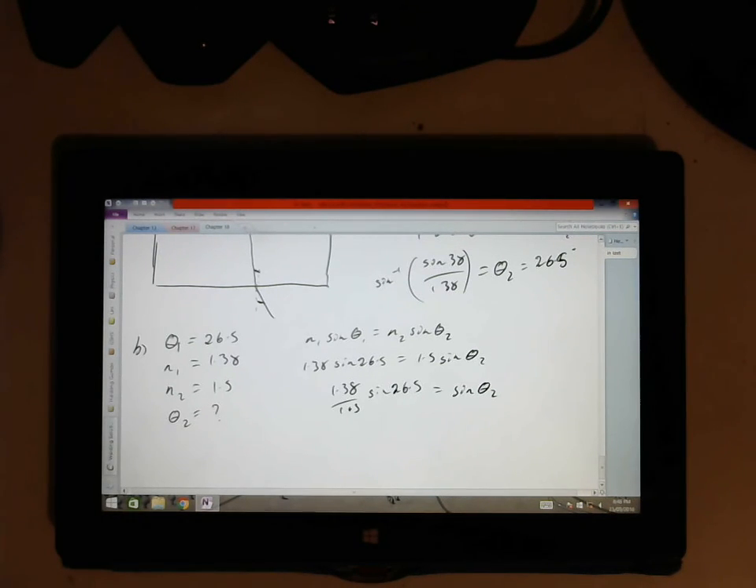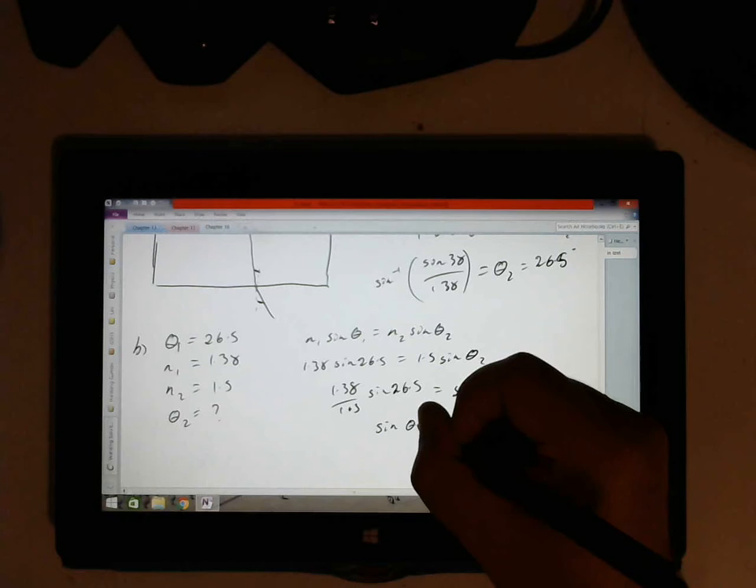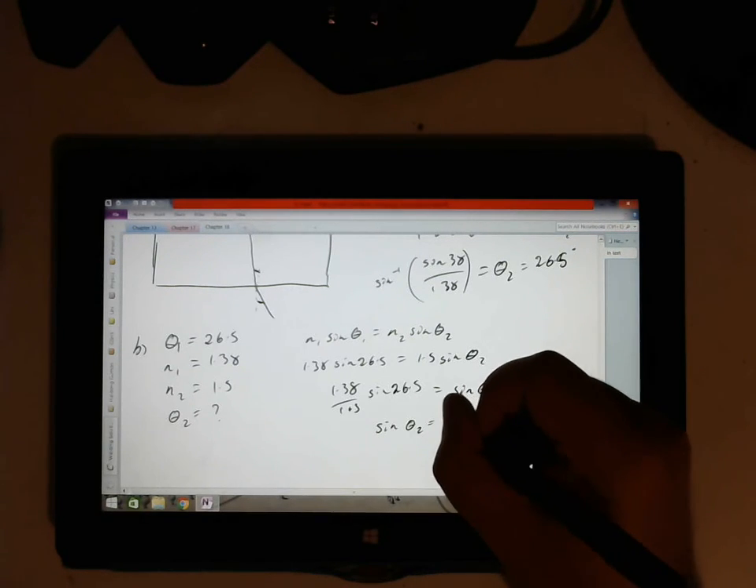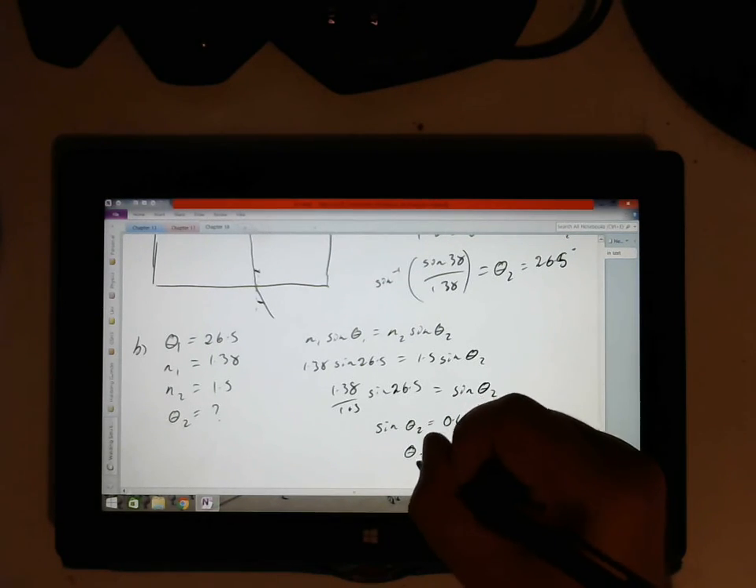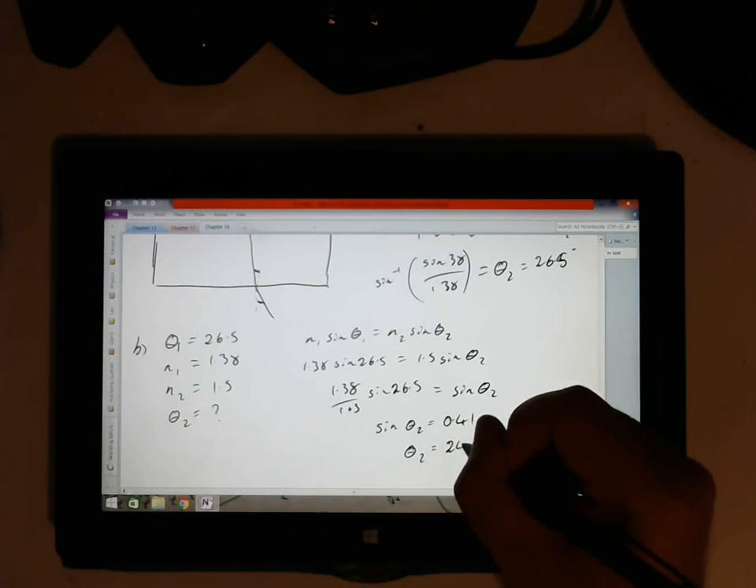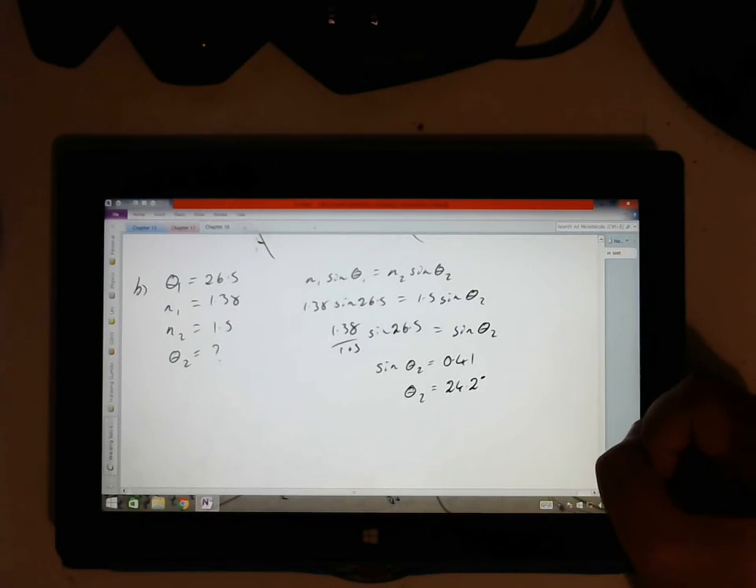The buttons on this calculator are stiff. Sine of 26.5 times 1.38 divided by 1.5. Alright, so we have here that sine theta 2 equals 0.41. Take the arc sine, we get that theta 2 equals 24.2 degrees. And double check your textbook, we see it's the right answer.